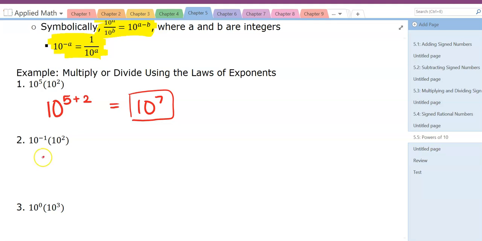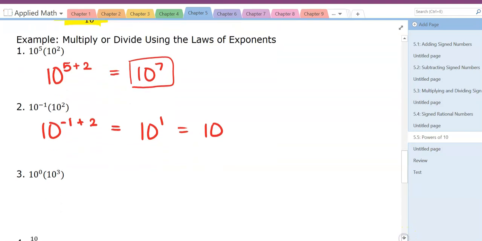Number 2, what happens if you add negative 1 plus 2? It equals 1. So 10 to the 1st power is the same thing as 10. So if you have a 1, you can go ahead and just drop the exponent. It doesn't change anything about the number.